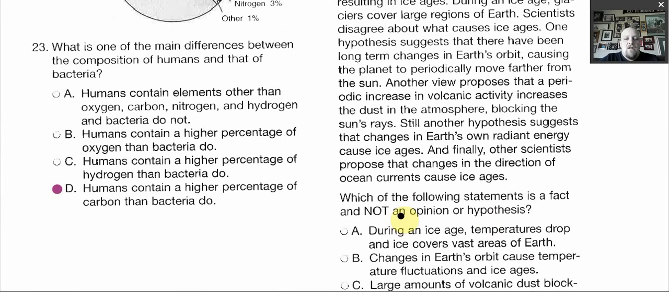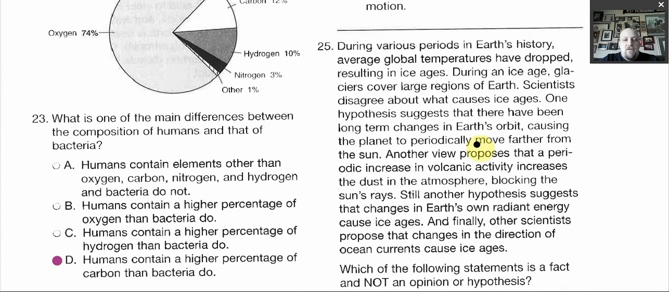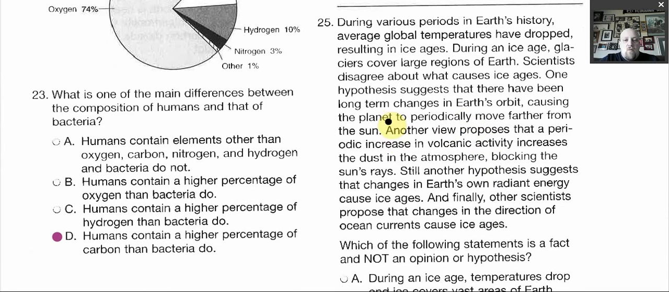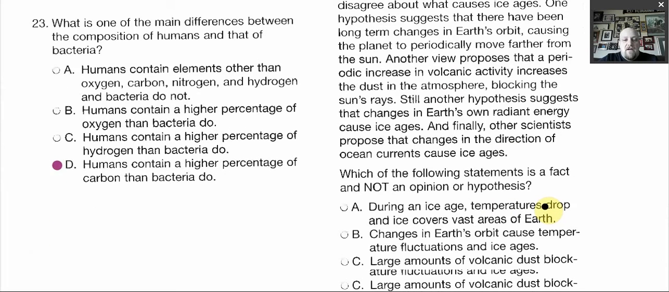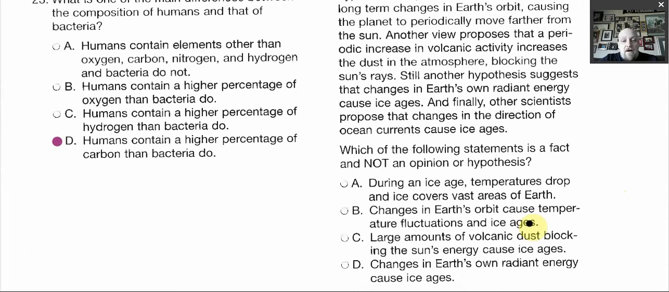Which of the following statements is a fact, not a hypothesis? So, if you look at this, right here, one hypothesis suggests, another view, so that's basically a hypothesis, another hypothesis. So if you look, the only one that's not a hypothesis, and sometimes with these, it's good to read the questions first and then look at the answers, or read the answers first and then look at the question, and it might jump right out at you.